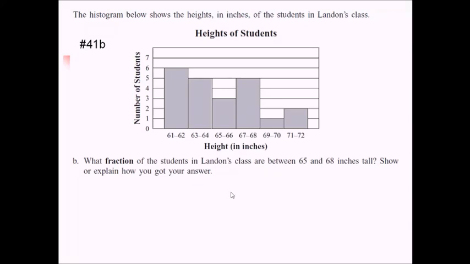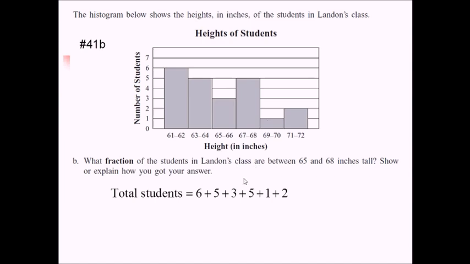For part B, we want to know what fraction of the students in Landon's class are between 65 and 68 inches tall. So in order to get a fraction, you need a numerator and a denominator. In the numerator, we'll have the number of students who are 65 to 68 inches tall. In the denominator, we'll have, well, all of the students. So let's figure out all of the students first. We've got 6 plus 5 plus 3 plus 5 plus 1 plus 2.